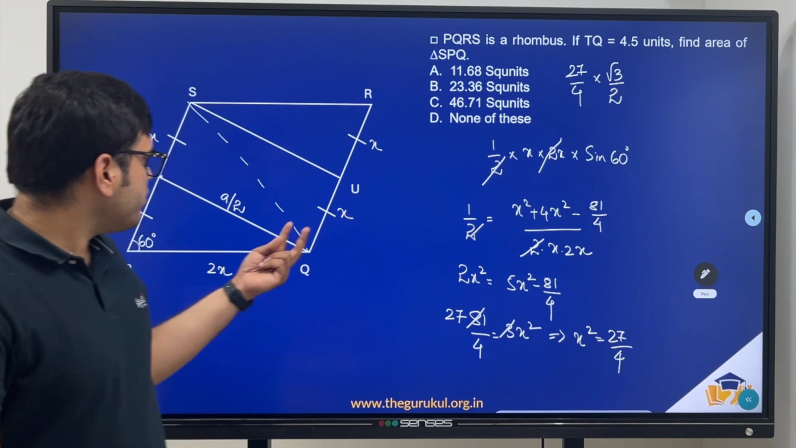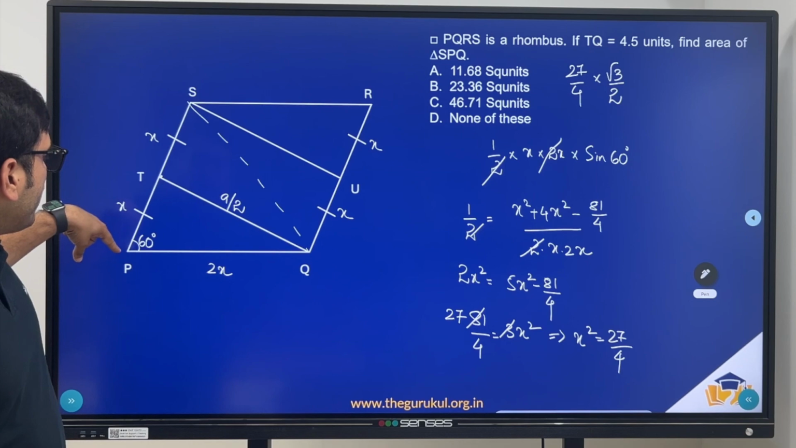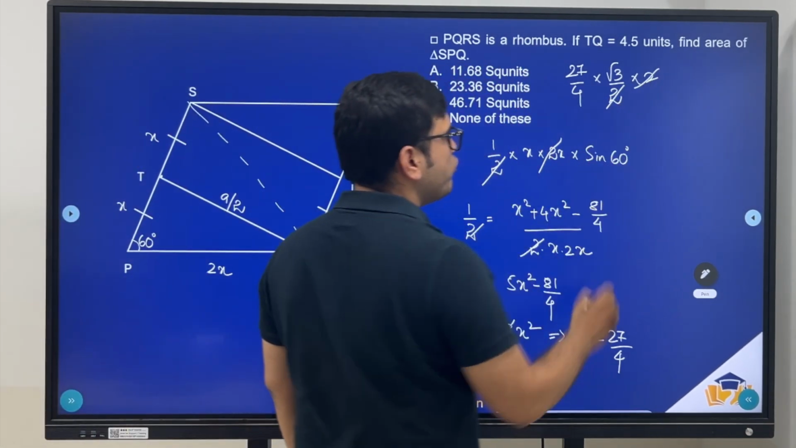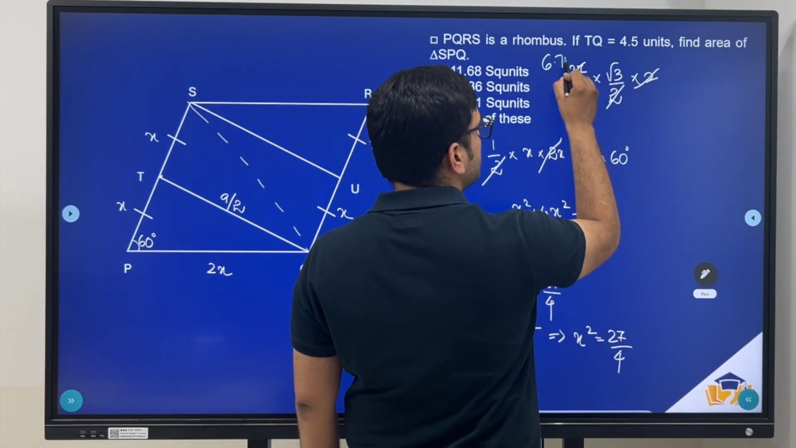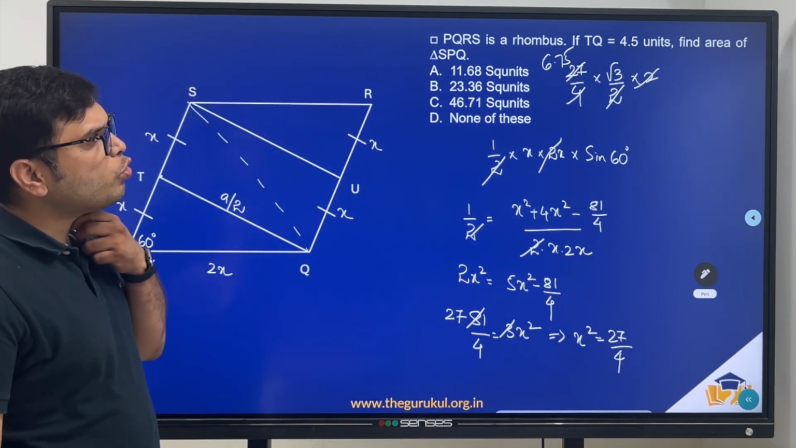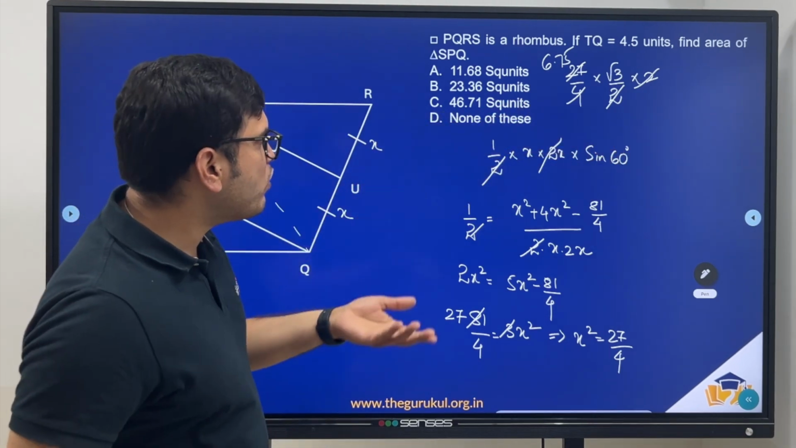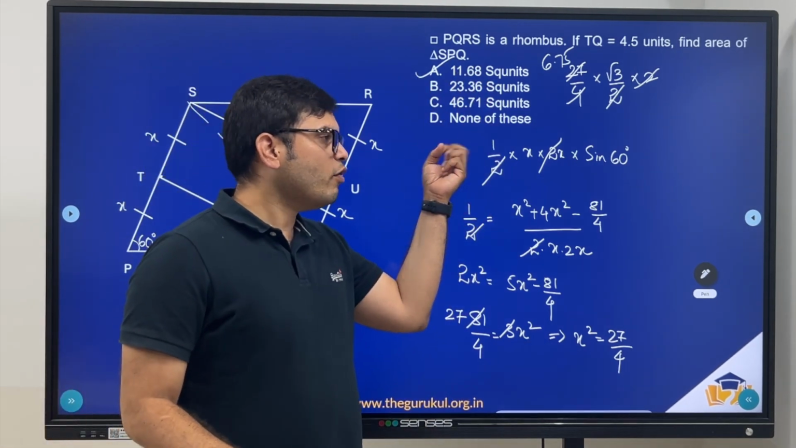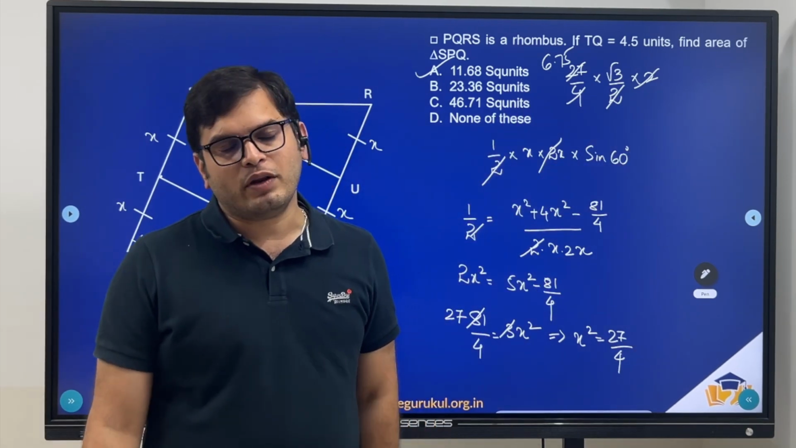Now this is the area of triangle PTQ. But we are asked to find the value of triangle PSQ, so into 2. So these two will get cancelled. So 6.75 into root 3. That should be close to 12, because 6.75 and the approximate value of root 3 is 1.732, so it should be close to 12. So hence option A should be the answer for this question. But since we have none of these, you should be finding the value of 6.75 into root 3.